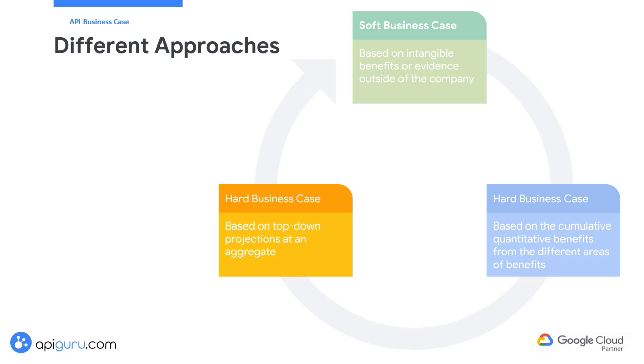Each approach to creating a business case has its advantages and challenges. The soft business case highlights intangible benefits, while the hard business case, cumulative or top-down, provides a solid foundation based on quantitative data. Choosing the right approach depends on the project's nature, the audience, and the decision-making context. A balanced combination of these methods can often yield the most persuasive and comprehensive business case.